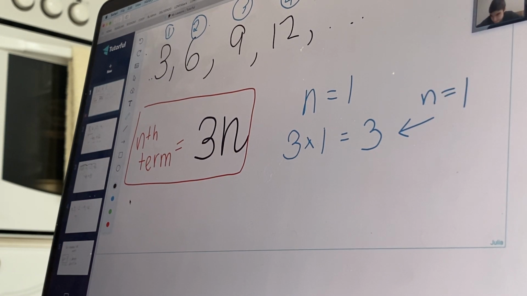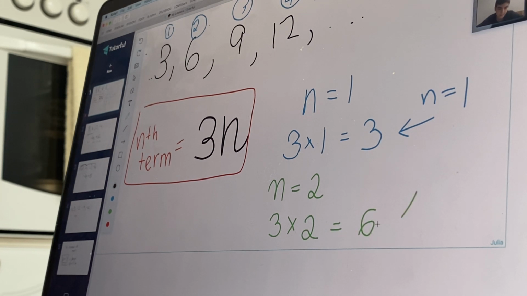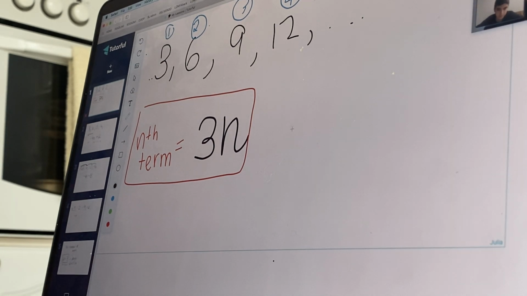If I now want to find the second term, I do n equals 2, and I do 3 times 2, which is 6. And that's the second term. How would I find the third term? 9, 3 times 3. How about the fourth term? 3 times 4, 12. How about the fifth term? 3 times 5. Yeah, perfect. 3 times 5, which is 15.